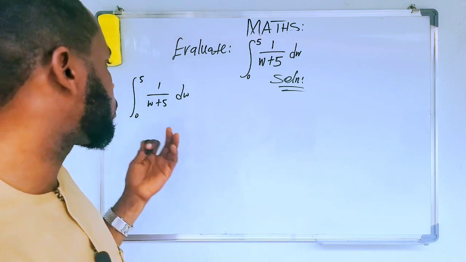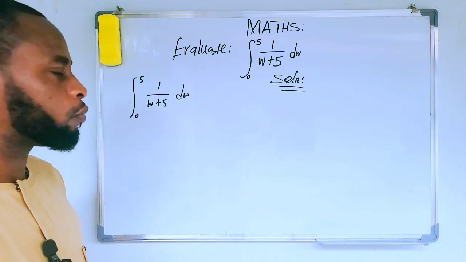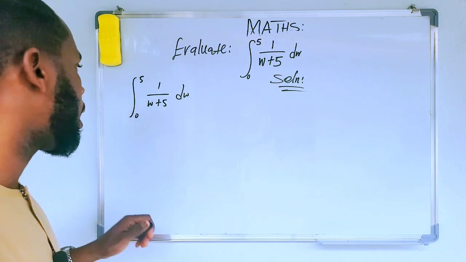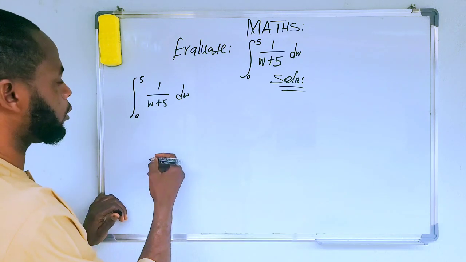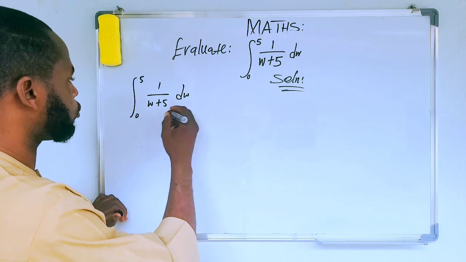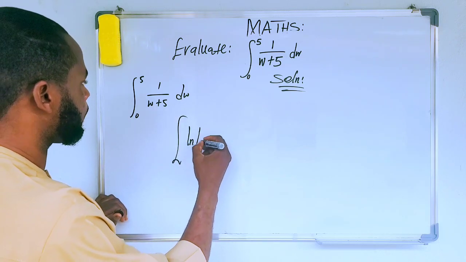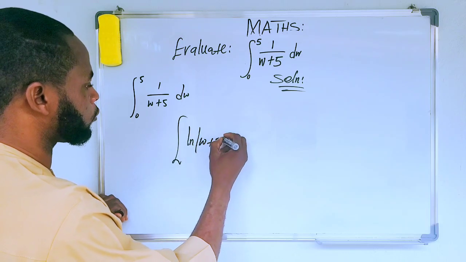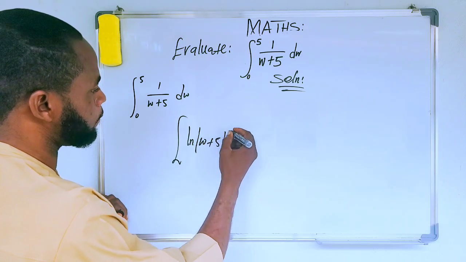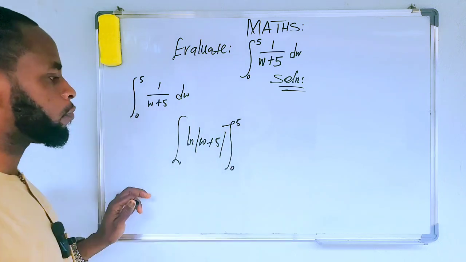The first thing we need to consider here is for us to integrate this function with respect to w. And we are going to have here that this equals ln of w plus 5, with the limits 5 to 0.